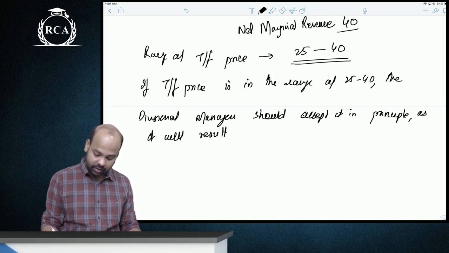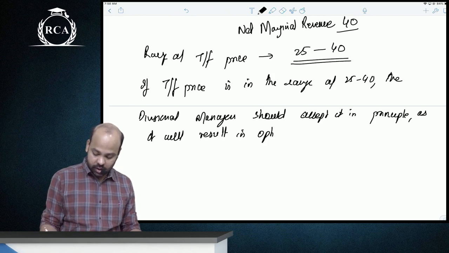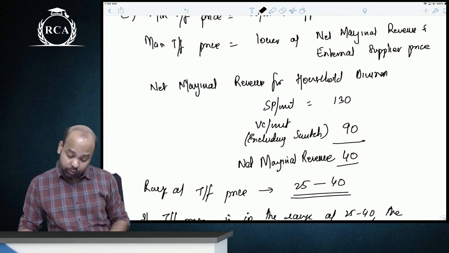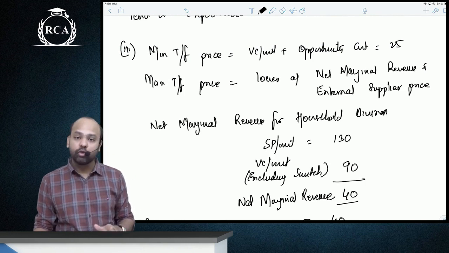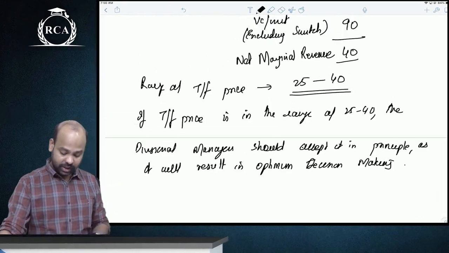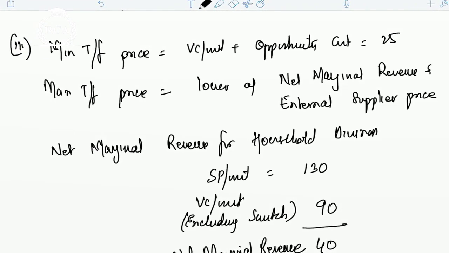समझ में आ रहा है sir? Yes sir. Any transfer price anywhere between 25 to 40 rupees would result in optimum decision making from the viewpoint of the company, guys, not just from the viewpoint of these divisional heads. Understood, sir? Copy the last bit, guys. C bit, fourth bit का answer तो वहीं पे है, guys. Answer is already given there. All of you do this, guys, quickly.